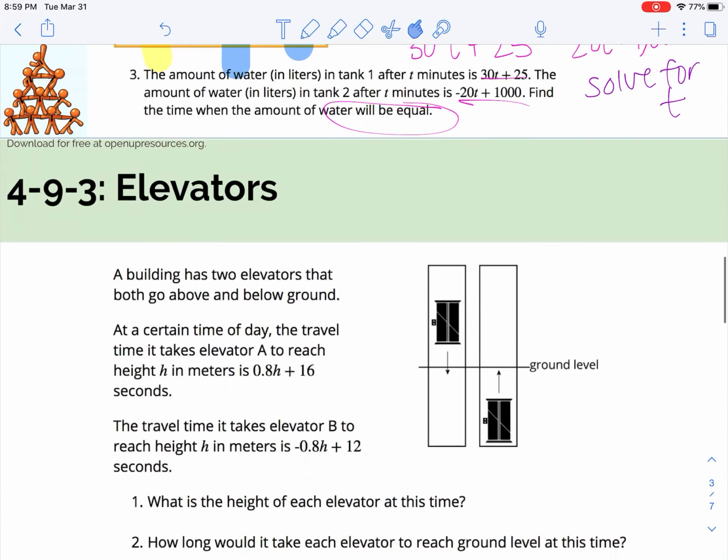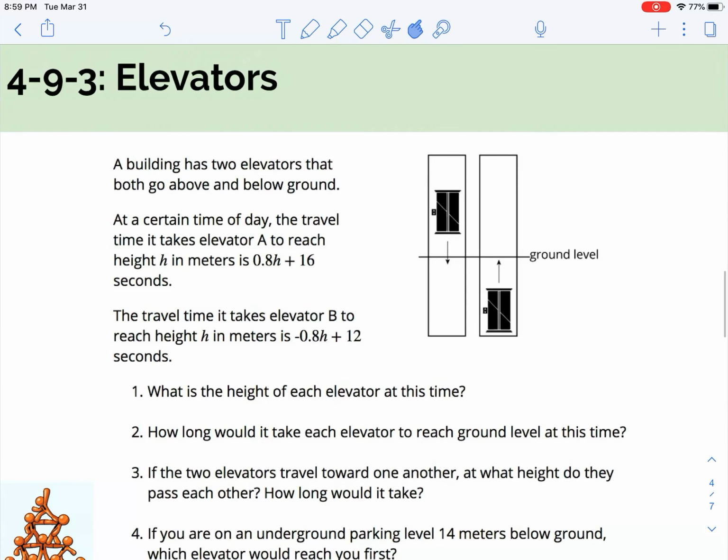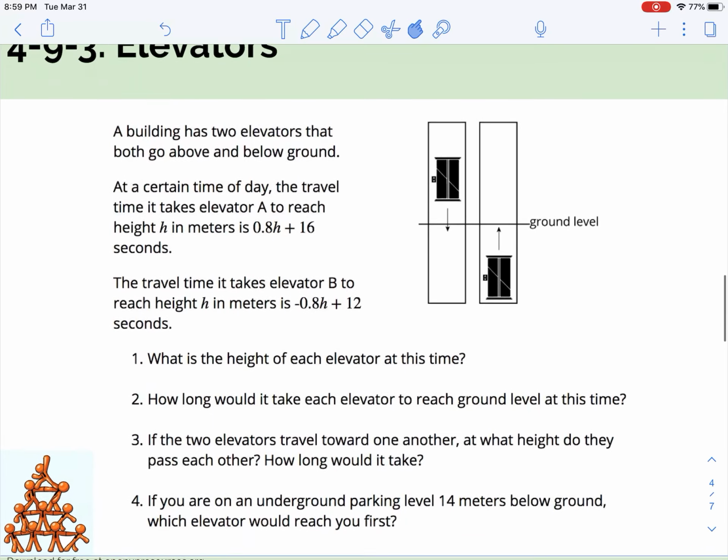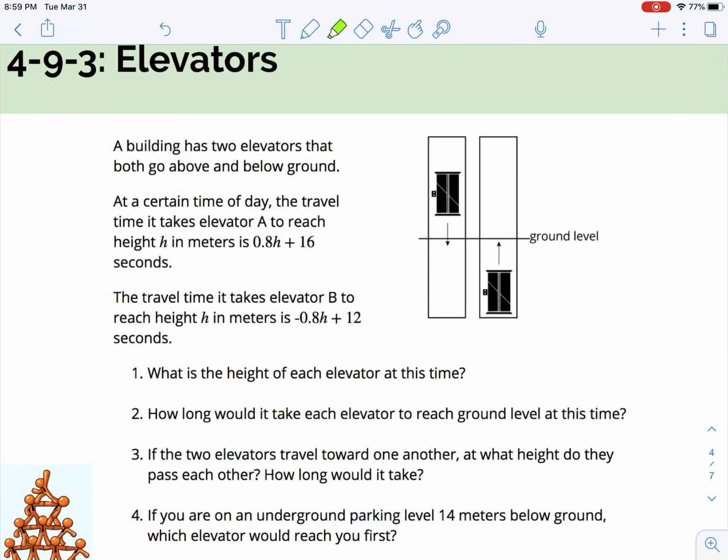All right, last one, elevators. This one's a little bit trickier, but still not too bad. It gives you a picture, and before I even read the question, I just want to look at the picture and get an idea for what's going on. This is ground level. It shows the elevator going from above ground to below ground on the left, and on the right, it's going from below ground to above ground. So opposite directions.